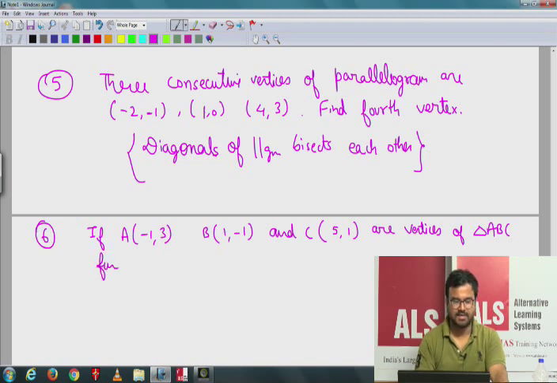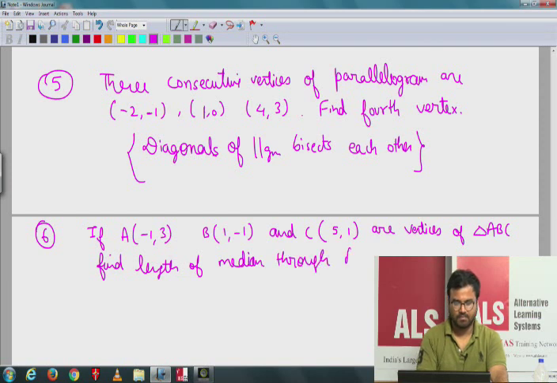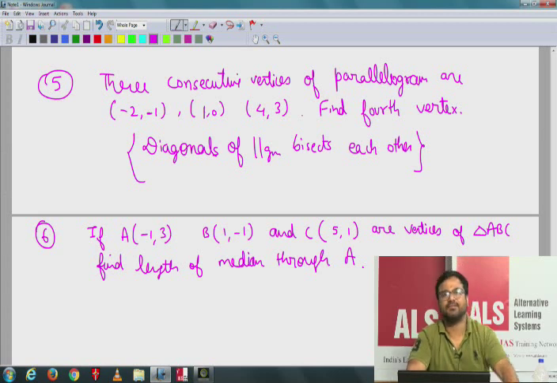If A, B, C are the vertices of triangle ABC, find the length of the median through A. What is the length of the median which is passing through A? And I hope you know the meaning of the median. A median is a line segment which joins the vertex to the midpoint of the opposite side.